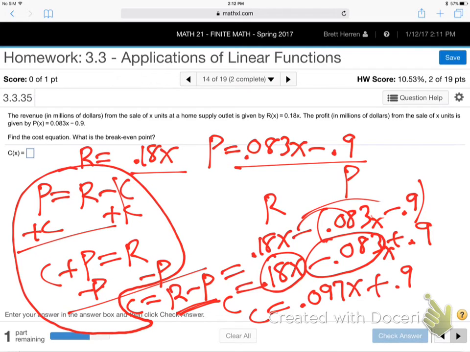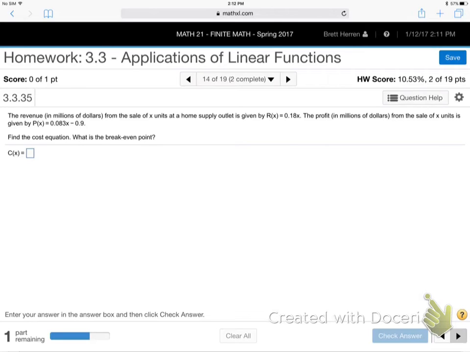Okay, now let's go forward and figure out what's the break-even point, because that's their other question. So what is the break-even point? Earlier, a few minutes ago, we said break-even is when revenue equals cost, and of course that's true. It is when money coming in equals money going out.